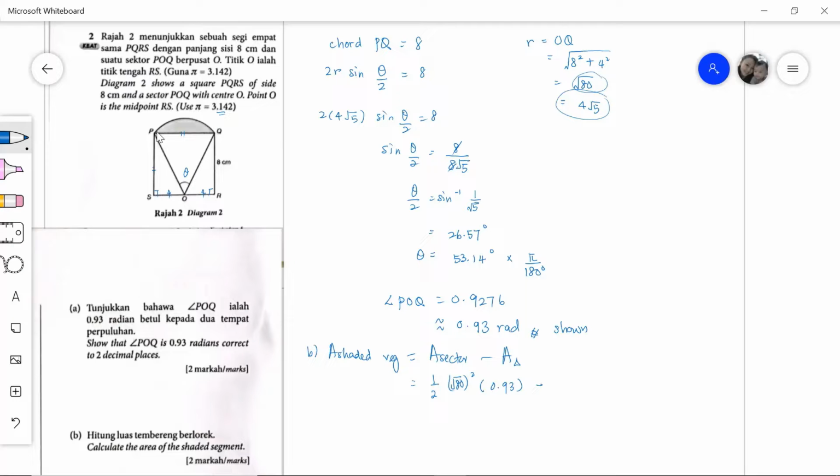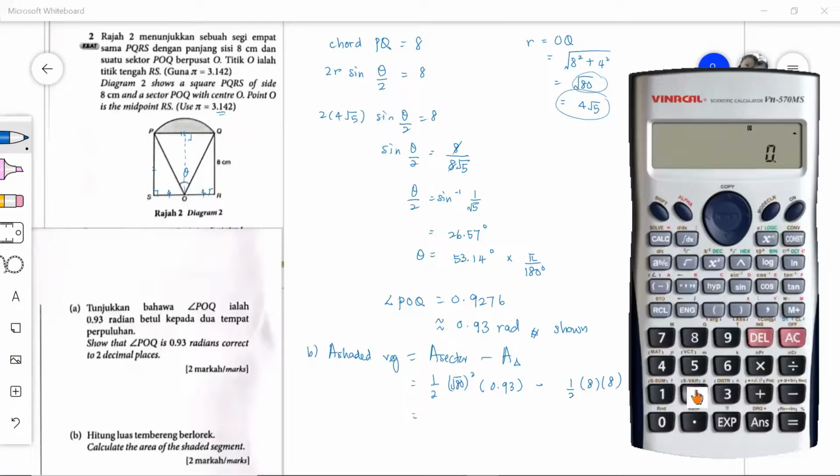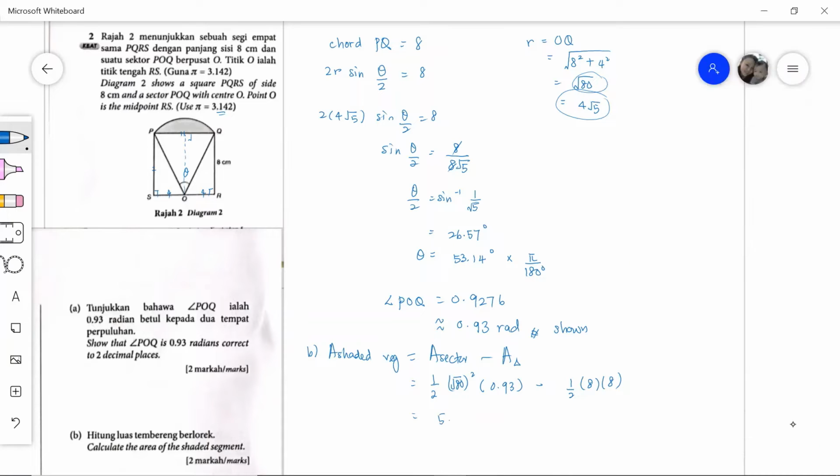For this triangle, if I draw this symmetrical line, I can take half times base times height. The base is 8, the height is also 8. So with this, we use the calculator. The square of root 80 is 80. So 80 divided by 2, we have 40. So 40 times 0.93, then minus this one, which is half of 64, so 0.5 times 64. The answer is 5.2 cm squared. Okay, so that's question number 2.